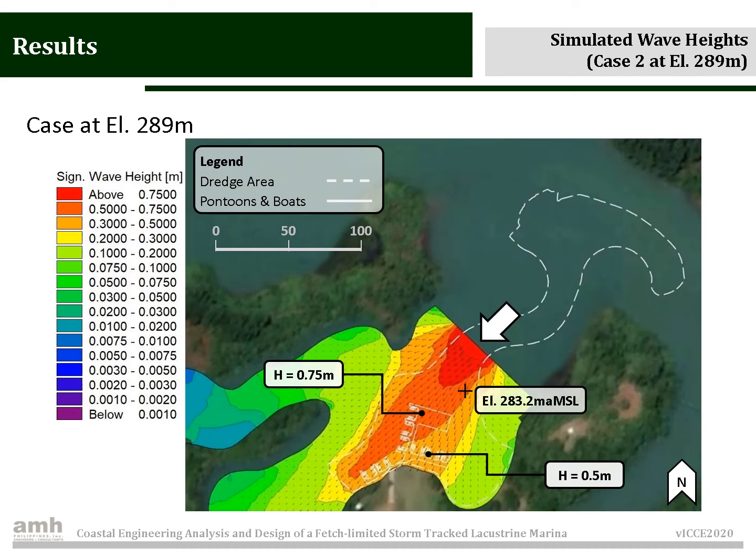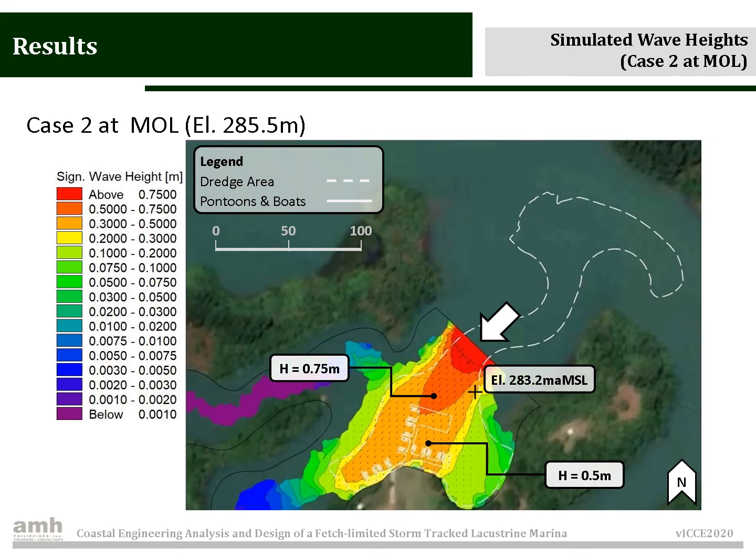For case 2 high water level, the wave heights reach as high as 0.75 meters near the outer docks of the Marina. 0.5 meter significant wave heights are experienced at the remaining docks. During the minimum operating level conditions, the wave heights are predominantly at 0.5 meters, with some areas reaching as high as 0.75 meters.